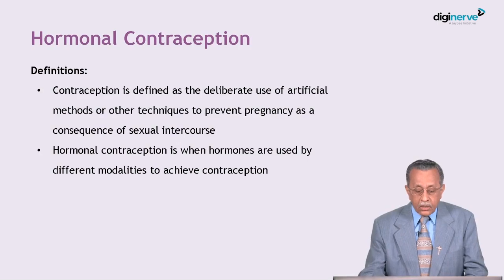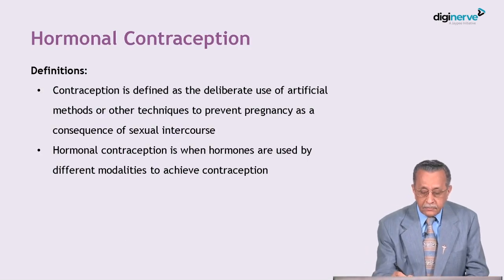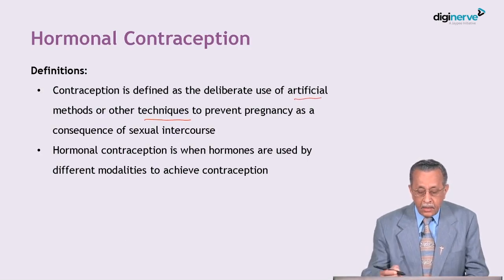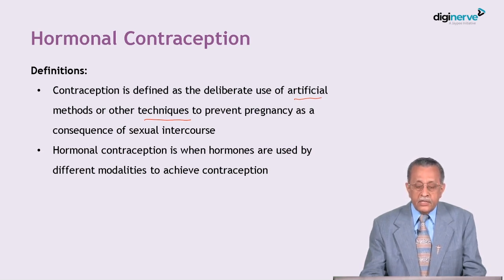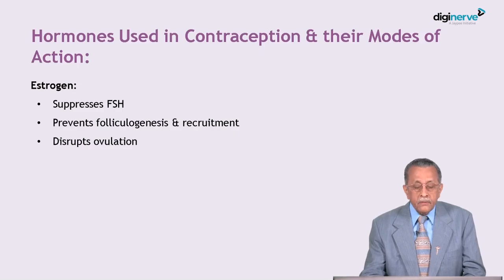Contraception is defined as the deliberate use of artificial methods or other techniques to prevent pregnancy as a consequence of sexual intercourse. Hormonal contraception is when hormones are used by different modalities to achieve contraception. The hormones used in contraception are estrogen.